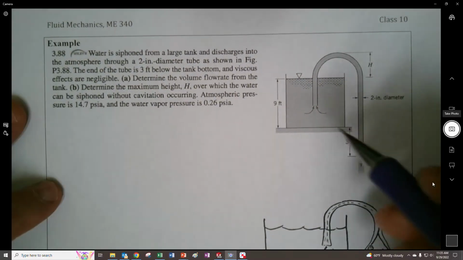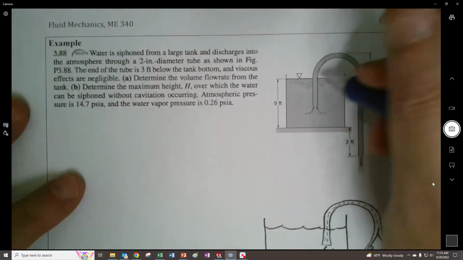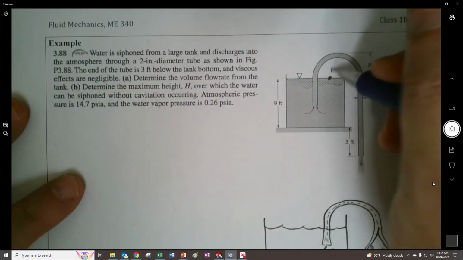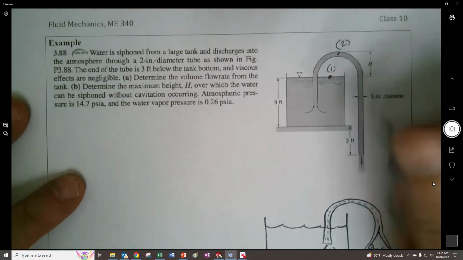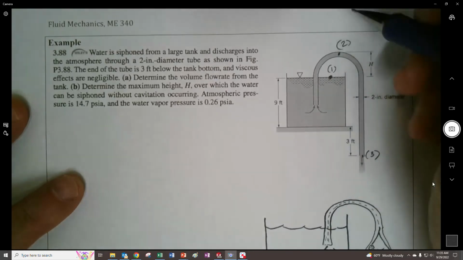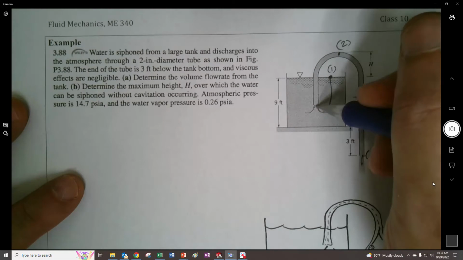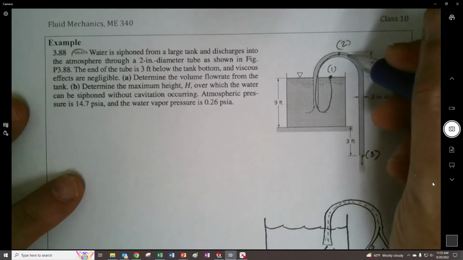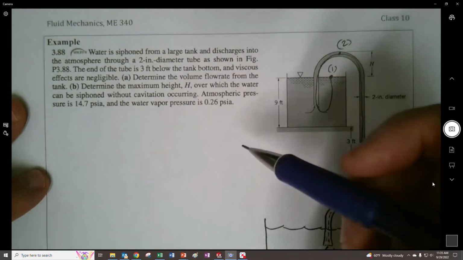So I'm going to use Bernoulli 2 for this, and I'm going to go between here. We're going to call this 1. I'm going to call this 2. I'm going to reserve that for later. And then right to here, I'm going to call that 3. The reason why I can do this is because we can have a streamline that looks like that right there, right? So this is along a streamline, which we're allowed to do.